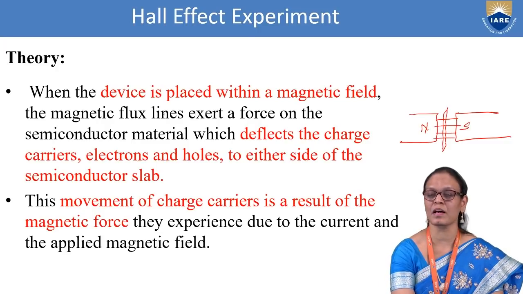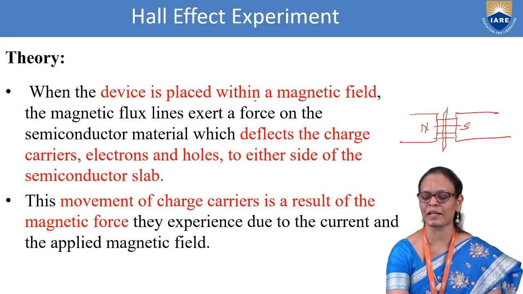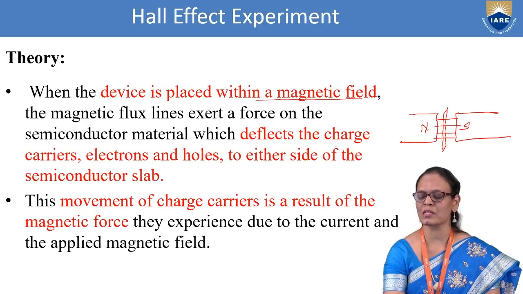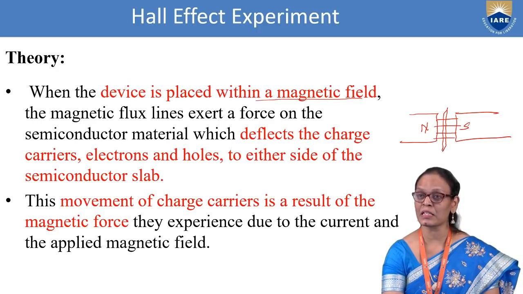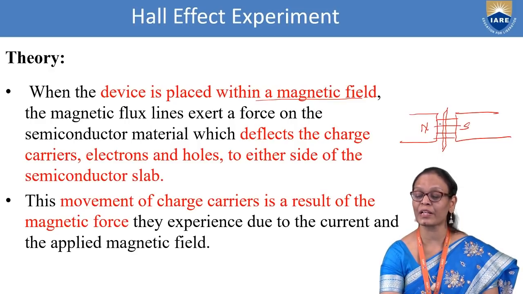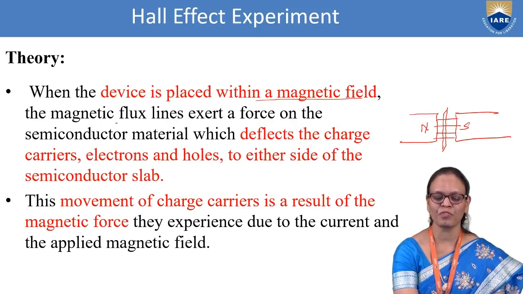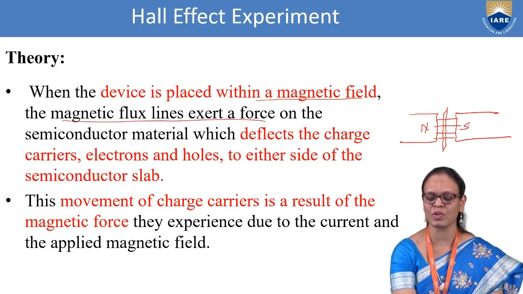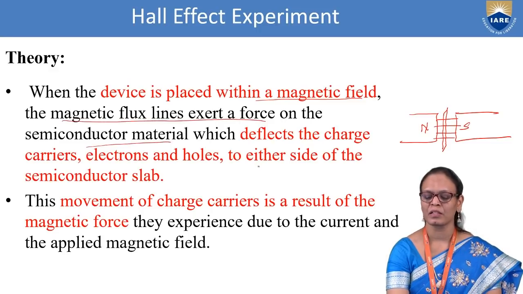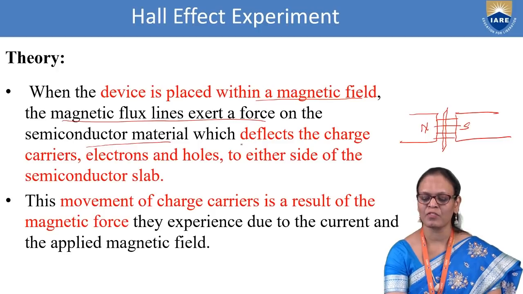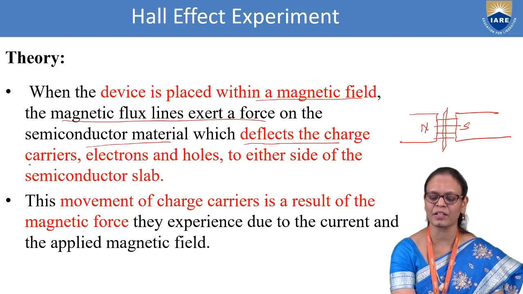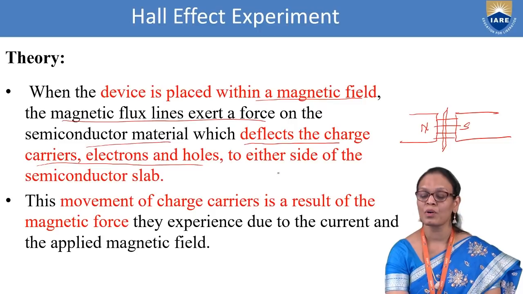So, what happens now when the device is placed in the magnetic field? Imagine, this is the specimen we were talking about from the Hall effect panel. We are bringing this and keeping it with the help of a stand, in between the 2 poles, means we are inserting it in the magnetic field. Now, the flux lines will exert a force on the semiconductor material. Then what happens? There will be a deflection of the charge carriers, that is electrons and holes, to either side of the slab.